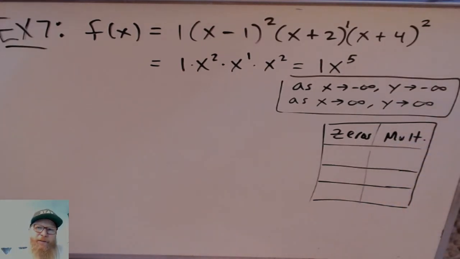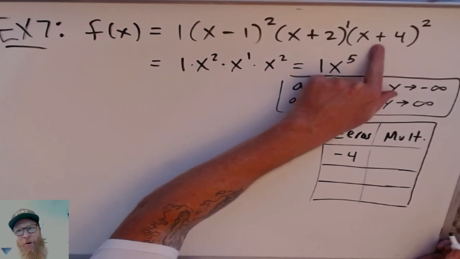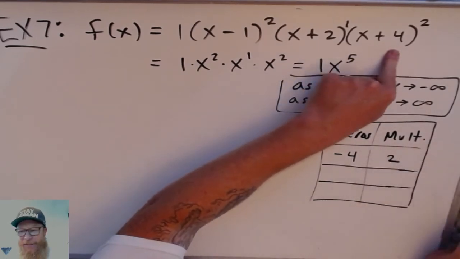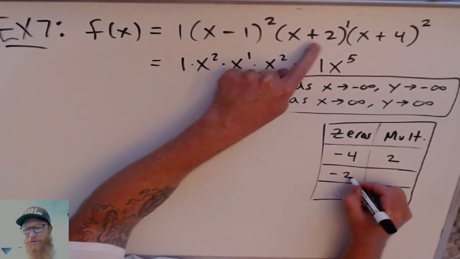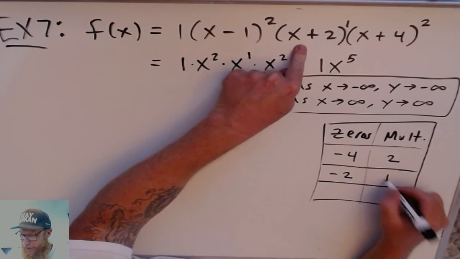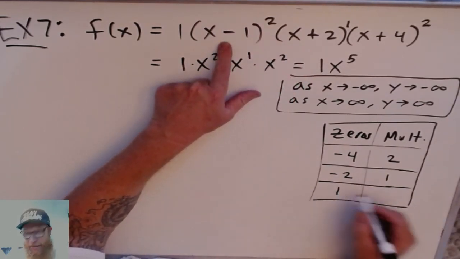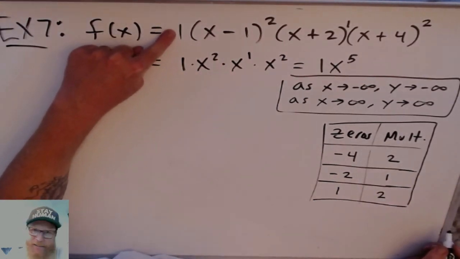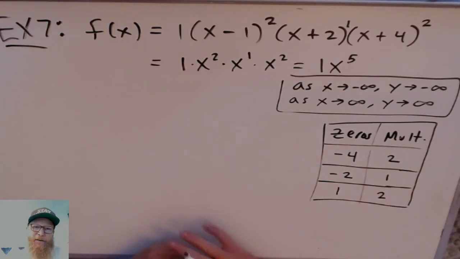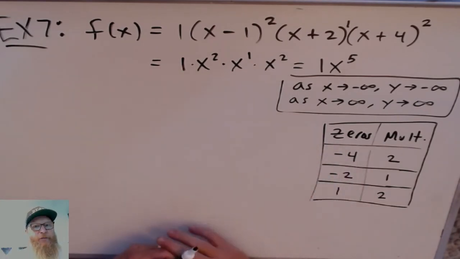Why don't I do something that I should have been doing all along? Why don't I put them in order? So what's the smallest 0? Well, the smallest 0 is -4. It's the opposite of this one. The multiplicity is 2. What's the next smallest 0? -2. Yeah, -2 causes that one. And the multiplicity is 1. Right. And then this one is +1, and the multiplicity is 2. And then the leading coefficient does not have an x, so you don't get that 0, where one of these numbers is actually 0.